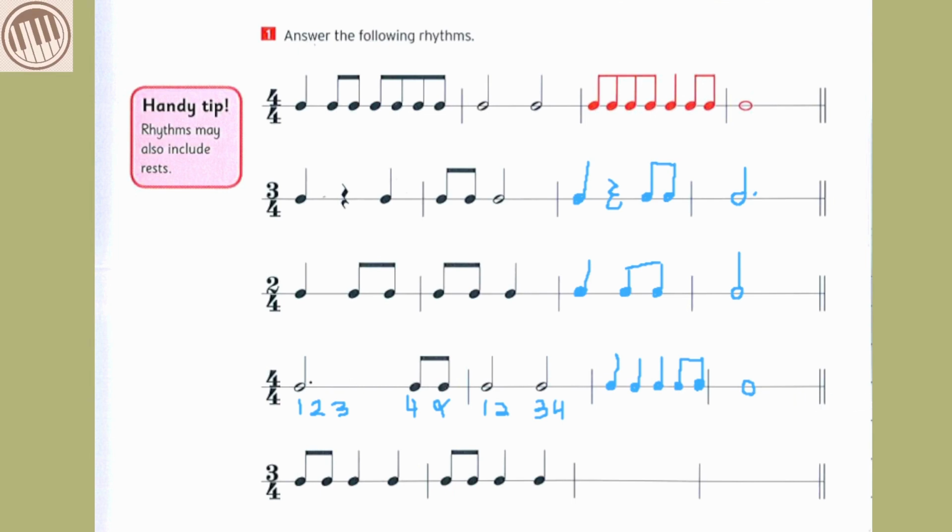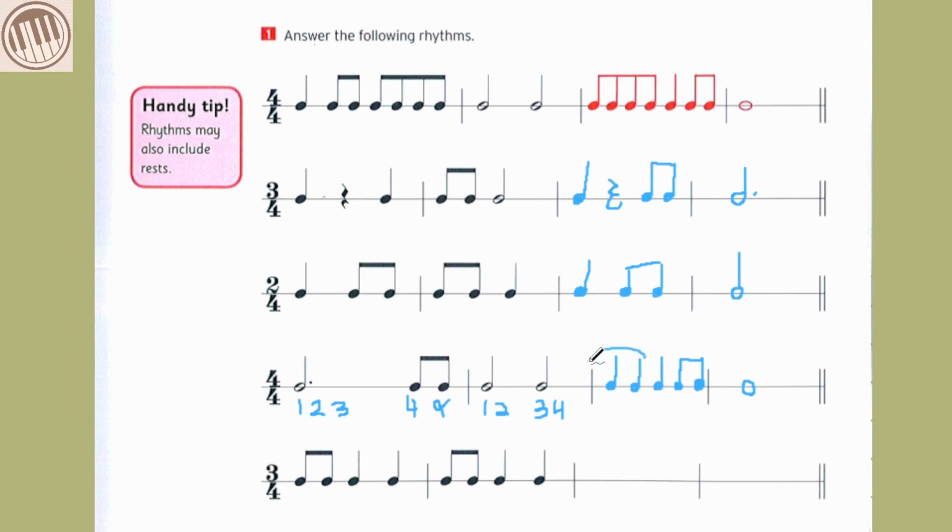You want to clap this from the beginning. Ta ta ta ti ti ta. I think that makes sense to my ears, so I want to keep this rhythm. Let's say if I don't like this, just rub it off and rewrite this answer and then clap the rhythm to see if it sounds okay.